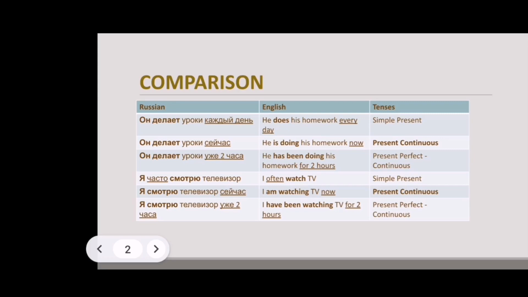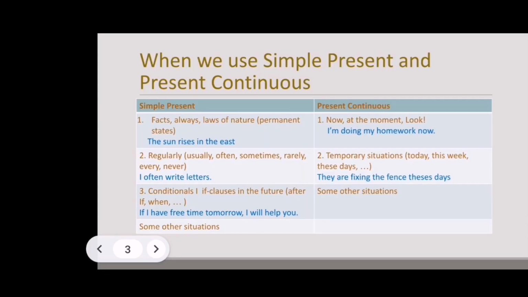By the way, you can remember about simple present. He does his homework every day. Does here is not an auxiliary verb. It is do plus s. As you can remember, for he, she, it, we use s with the verb. And I often watch TV, the pronoun I, so watch without any ending.